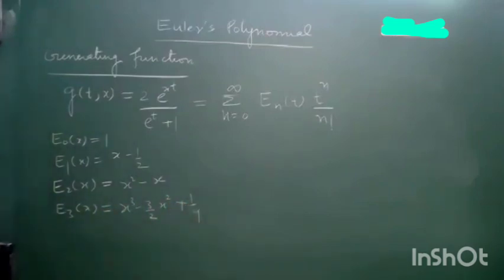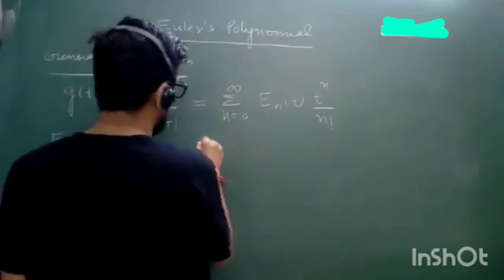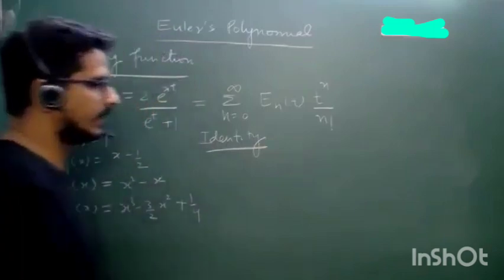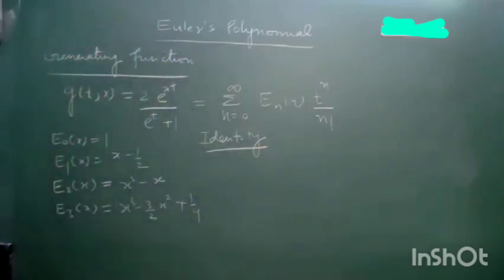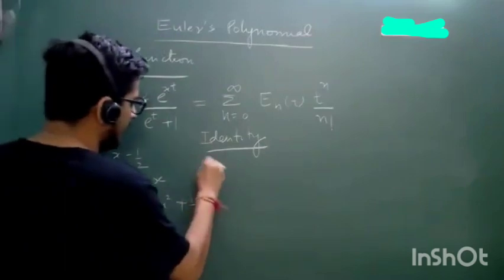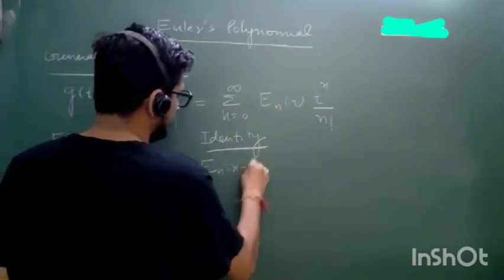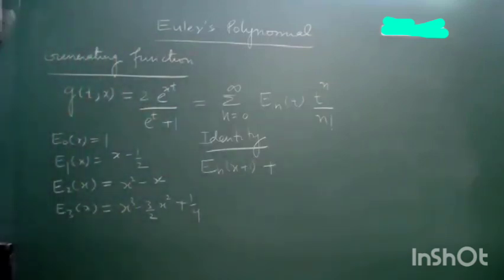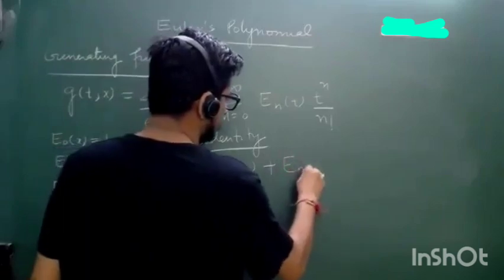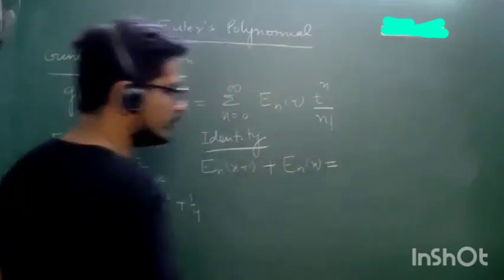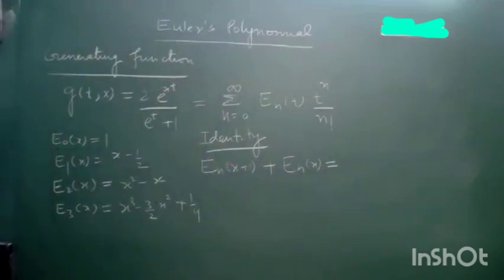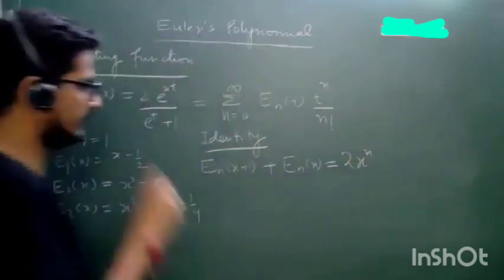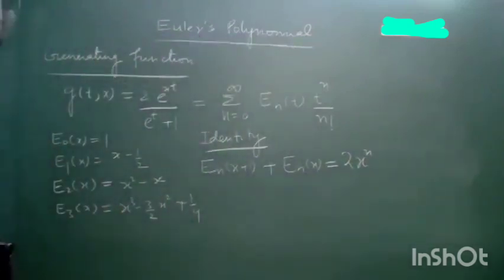So these are a few terms, and there is a very important identity involved here that tells you the relation between these polynomials: the value of nth polynomial at x plus 1, plus the value of E_n(x), is equal to 2 into x to the power n. This is a very important identity which you should remember.